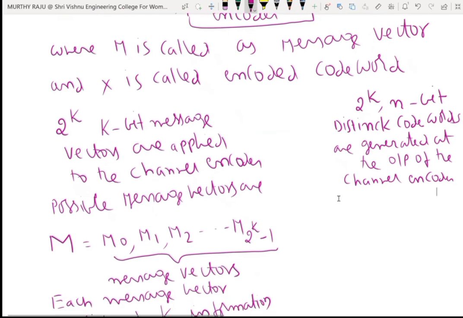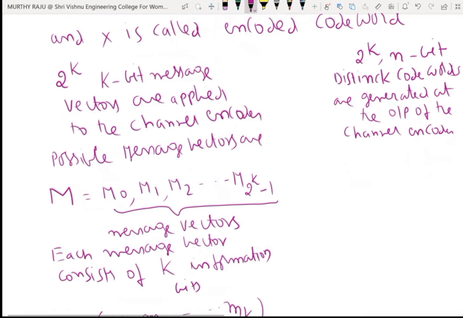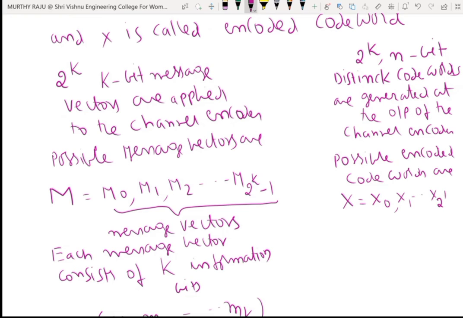Next, the possible code words are encoded code words or code vectors. Code words are represented by capital X is equal to x0, x1, and so on up to X 2 power k minus 1.